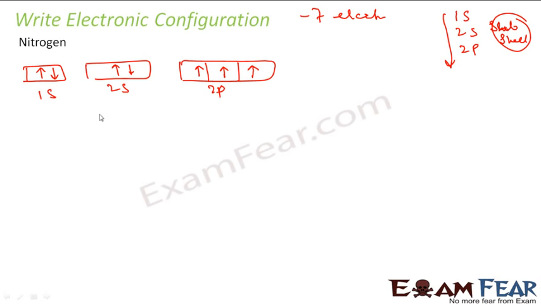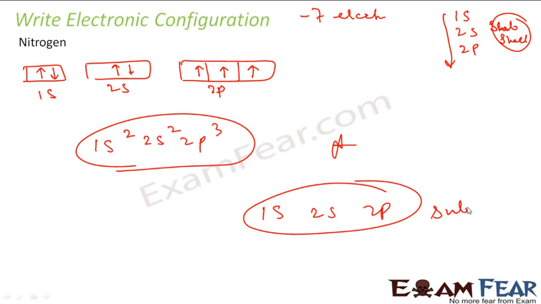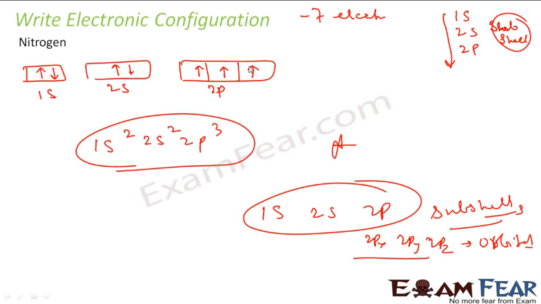I can also write this as 1s with 2 electrons, 2s subshell with 2 electrons, and 2p subshell with 3 electrons. And that is it. Please note 1s, 2s, 2p are all subshells. They are not orbitals. Now 2px, 2py, 2pz, these are all orbitals. Correct? So this p subshell has 3 orbitals. The s subshell has 1 orbital.